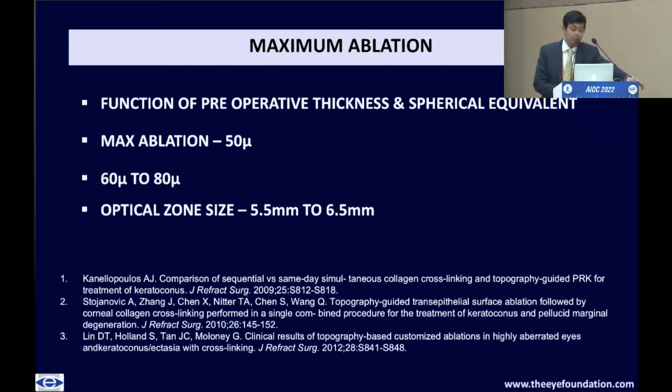Again, how much you're ablating is a function of how much error, your cylindrical error, you might be correcting after the regularization or beyond the regularization. We try to stick to around 50 to 60 microns of ablation and not go too much beyond it. You could reduce the optical zone size in these cases to save some tissue.